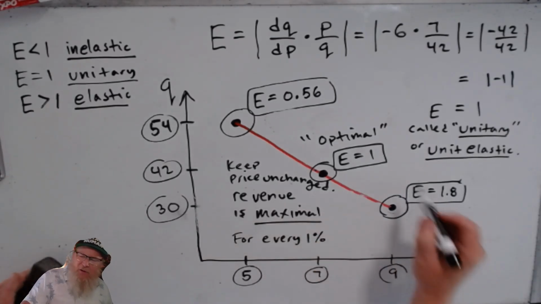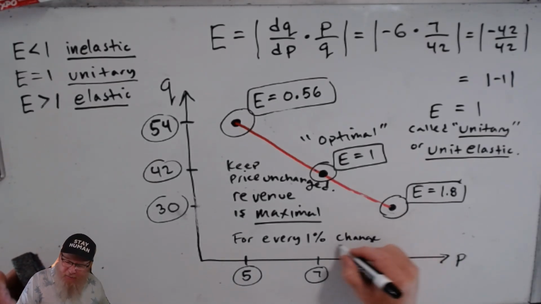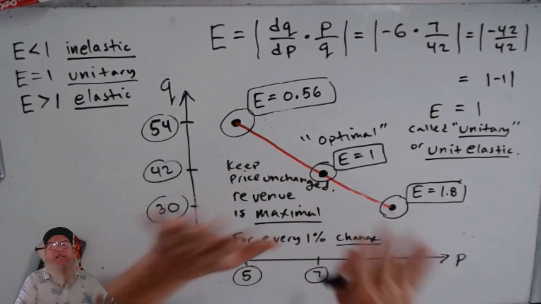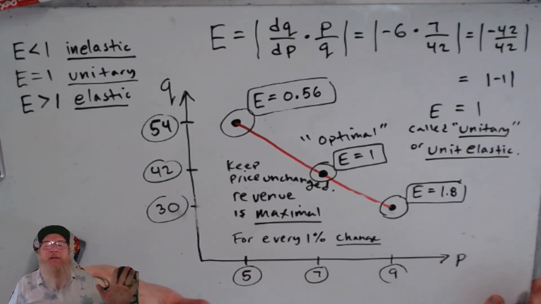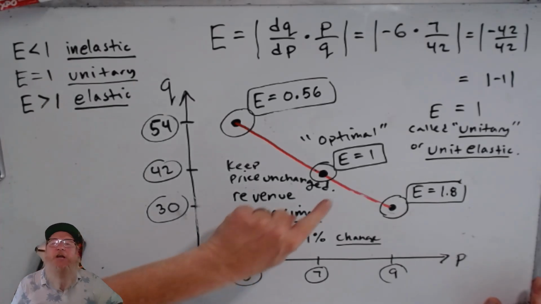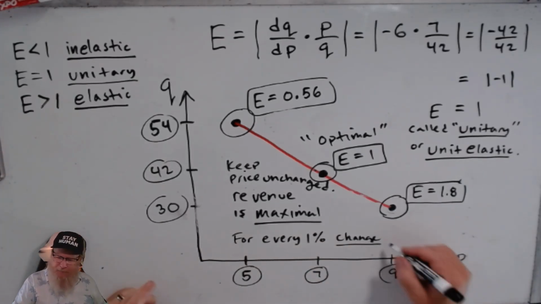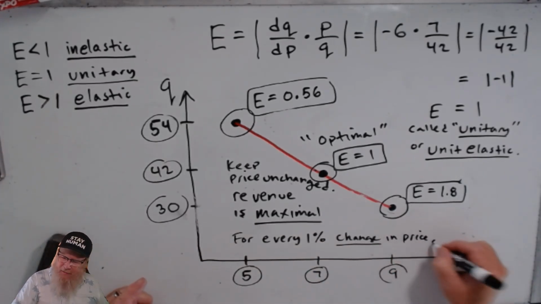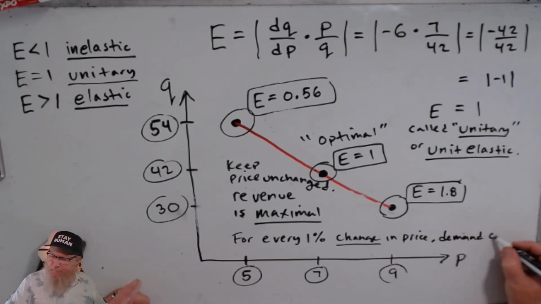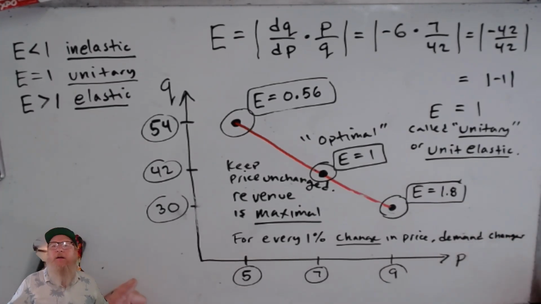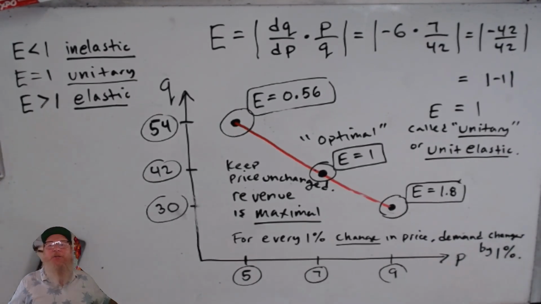And here's the result of unit elasticity. For every 1% change, it doesn't matter whether you increase it or decrease it at this point, right? So you could raise the price or you could lower the price. Although I guess if you're trying to clear the shelves, you would probably lower it. But I'll just say change. In price, demand will change by 1%. Exactly.